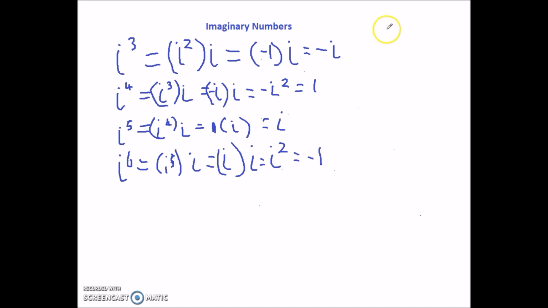Now remember, if we go back over just quickly, i to the power of 2 equals -1. We can see a pattern here. We have 1, i, -1, -i. 1, i, -1. The next would be -i. So there is a pattern.